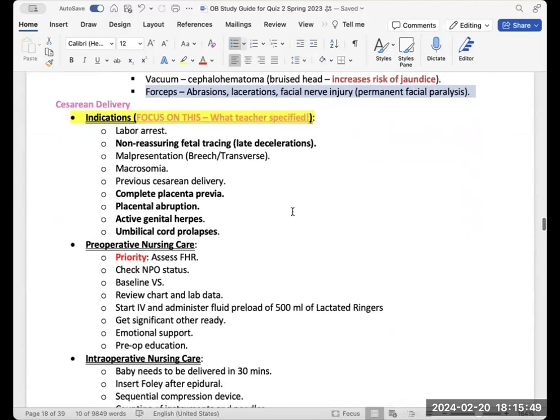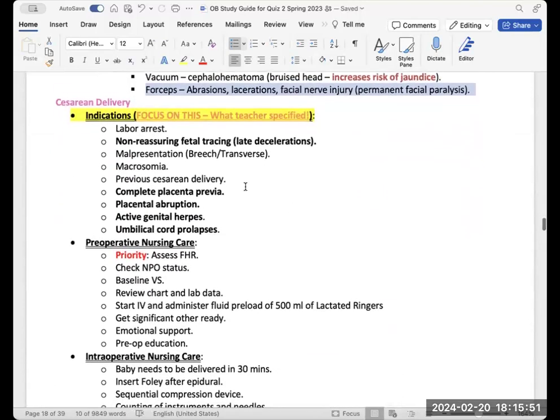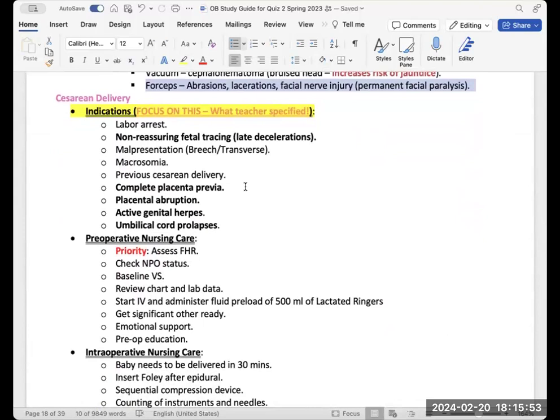Okay, let's see how much is left. Okay, not much. So the last thing is a cesarean delivery. So when are we going to do this? Well, labor arrest, right? The mom is pushing, nothing's happening. The labor process stops. We're going to have a C-section. Non-reassuring fetal tracing, late decelerations indicate C-section. Know that. Malpresentation. We were talking about breech and transverse, right? Those aren't normal positions for the baby to come out. C-section. Macrosomia, big baby, C-section.